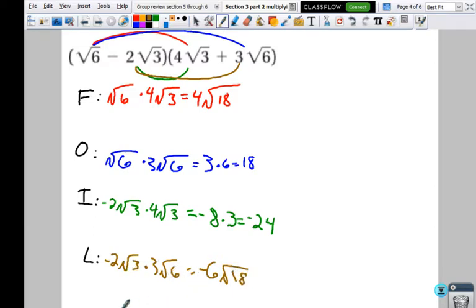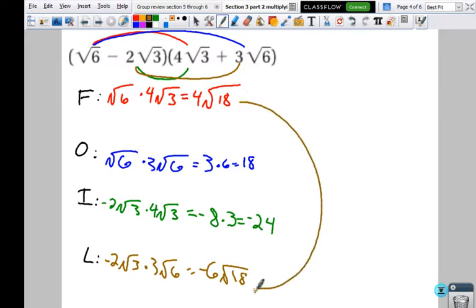Okay. So we are not quite done yet because we have to combine our like terms. We gotta put things that are similar together. You just have to simplify the square roots, right? I can put together. I have a square root 18 and a square root 18, which means I can just do 4 plus -6, which is what, Ira? When I put together my 4 square root 18 plus -6 square root 18, what do I get?